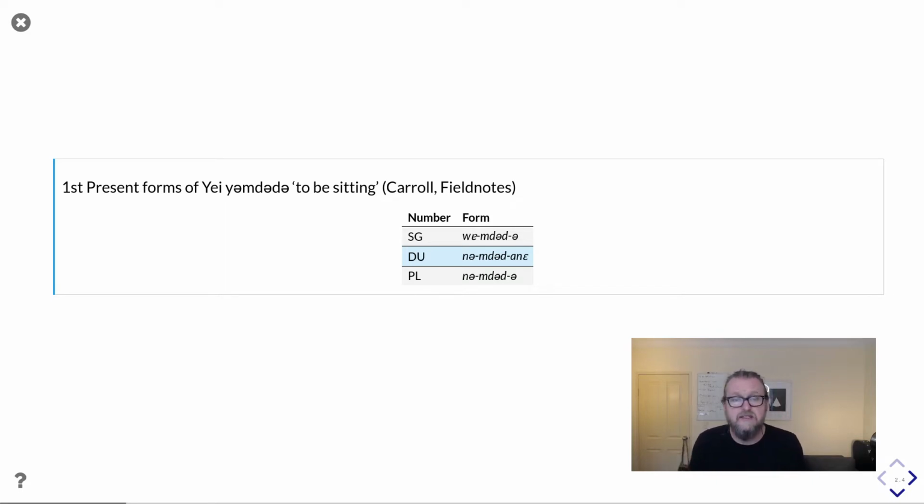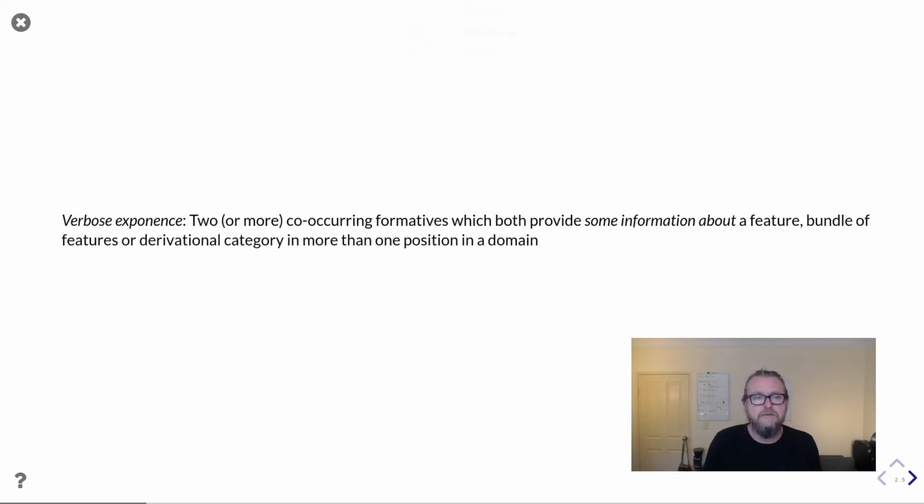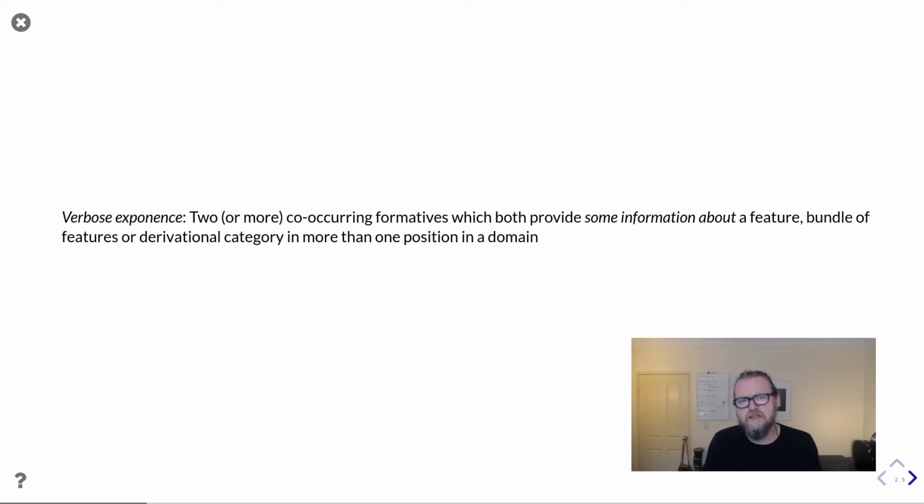In the previous class, we defined it as the exponents of a category requiring more than is strictly necessary. But here we might define it slightly more formally, right? Slightly more explicitly. We might define it as two or more co-occurring formatives, which both provide some information about a feature in more than one position in one domain.